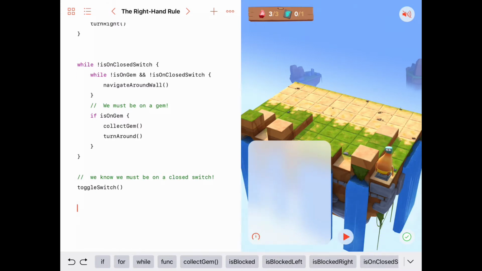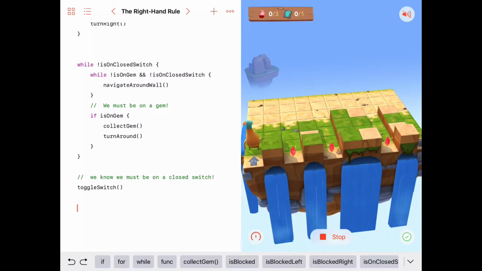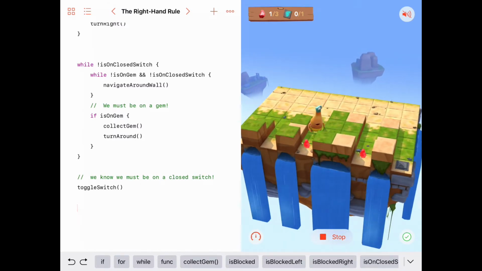We'll run the code. And he's saying, as long as I'm not on a closed switch, I want to check if I'm on a gem or I'm not on a closed switch. If I'm not on a gem and I'm not on a closed switch, I want to just keep navigating around the wall. If I do end up on a gem, I'm going to collect that gem and turn around. Okay, so that's again going to keep working fine. He's navigating around the wall. Oops, now he's on a gem, so he leaves the while loop and he collects the gem and turns around.